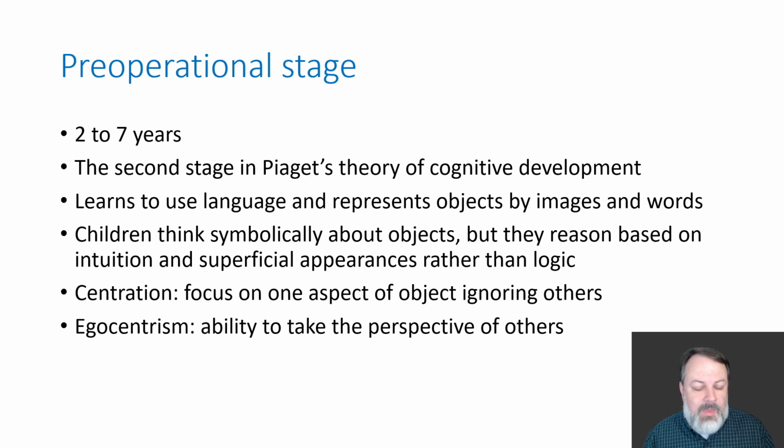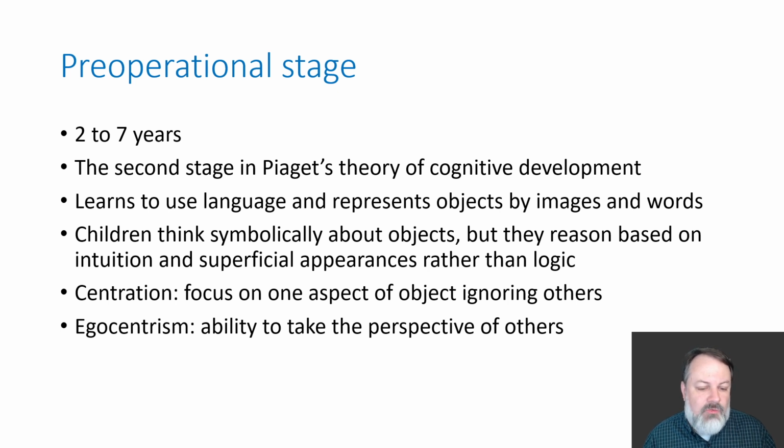Here you can see types of developmental milestones such as centration, which is the focus on one aspect of an object, ignoring others. So it might be that a child would sort things by color and not really pay attention to their size or something like that.